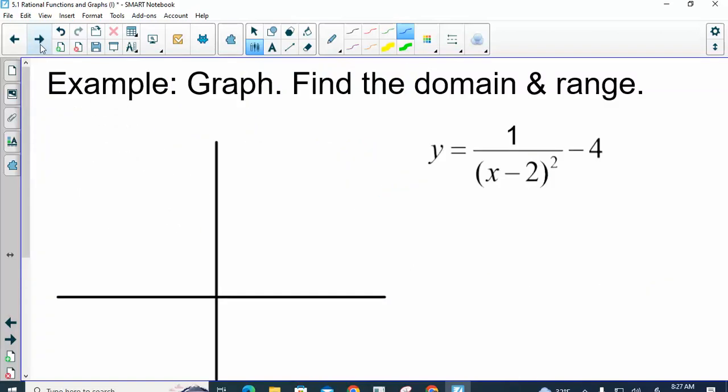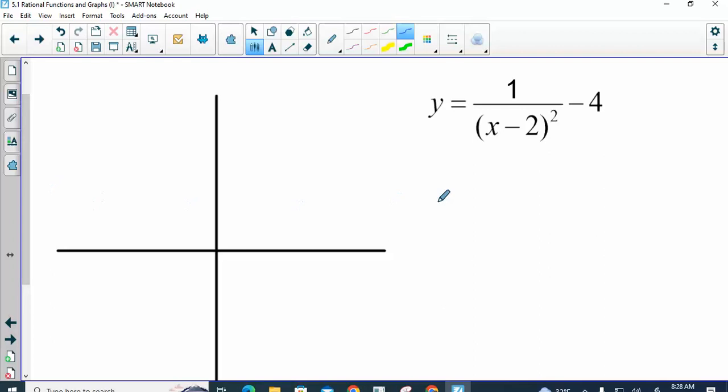Alright. Why don't you guys see if you can draw this? So think about, there's 2 transformations that are happening.